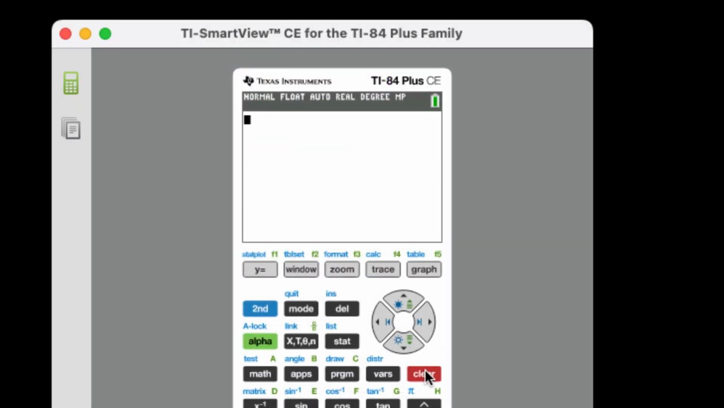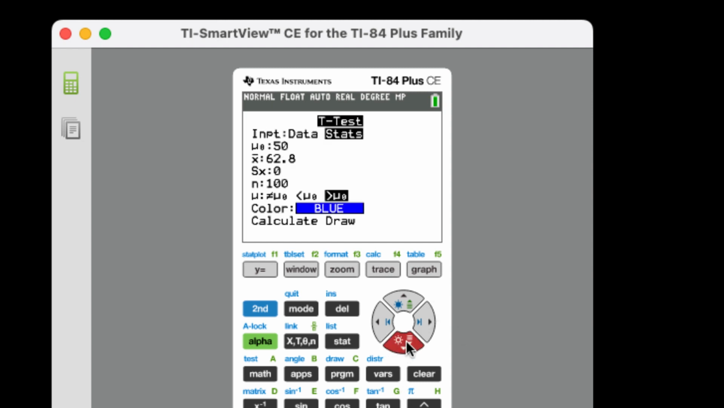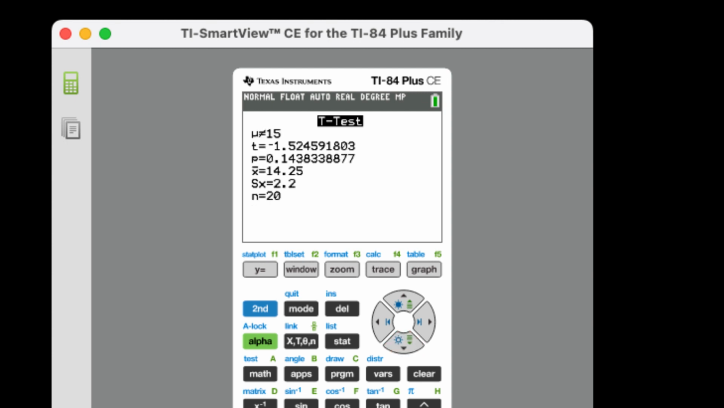All right, here we go. Stat, test. Where is t-test? It's actually number 2. So what is mu naught? 15. What's the sample mean? 14.25. What's the sample standard deviation? 2.2. What's your sample size? 20. What kind of test is this? It's a two-tailed test. What do we hit on this one? Calculate. T-test, ladies and gentlemen. Let's take a look.